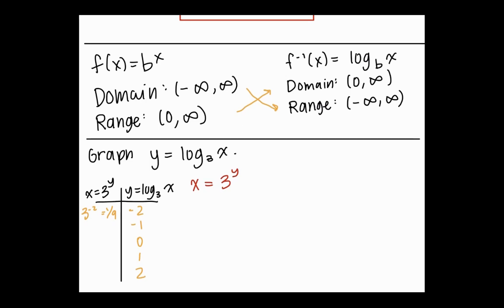Or if y equals -1, x is 3 to the -1, which is 1/3. If y equals 0, x is 3 to the 0, which is 1. If y equals 1, I have x equals 3 to the 1, which is 3. If y equals 2, x equals 3 squared, which is 9.